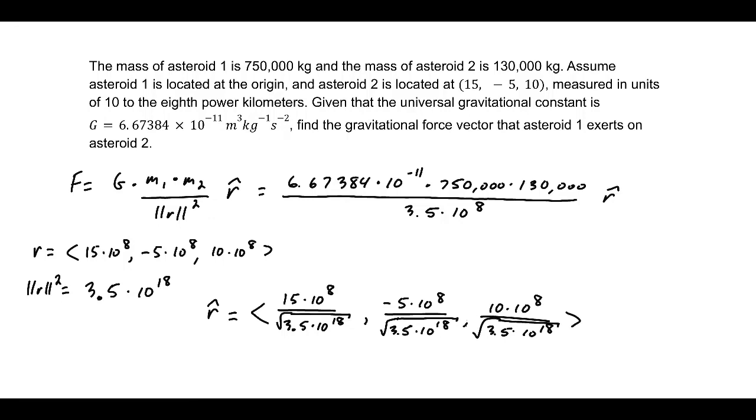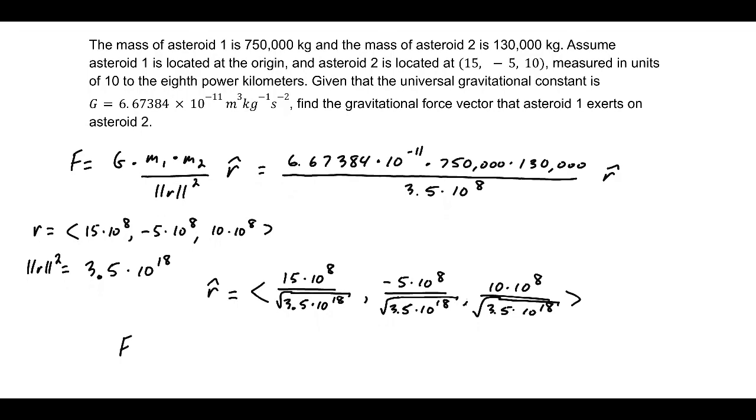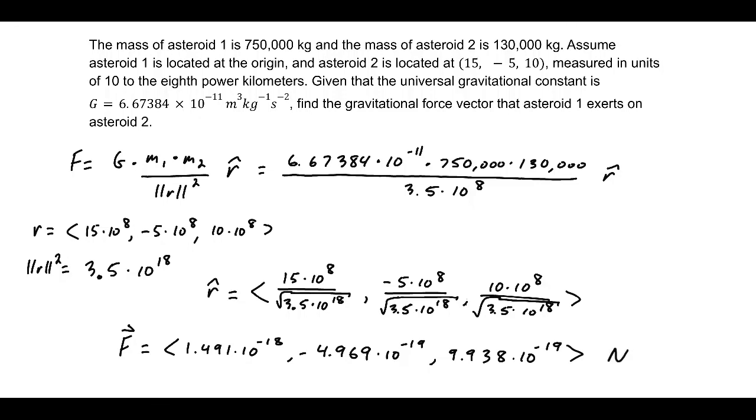end vector. So now if we multiply the constant we found earlier, the G times m1 times m2 divided by the magnitude of r squared, by this unit vector in the direction of r, we find that the force vector is equal to angle bracket 1.491 times 10^-18, comma, negative 4.969 times 10^-19, comma, 9.938 times 10^-19, end vector, and that is force in newtons.